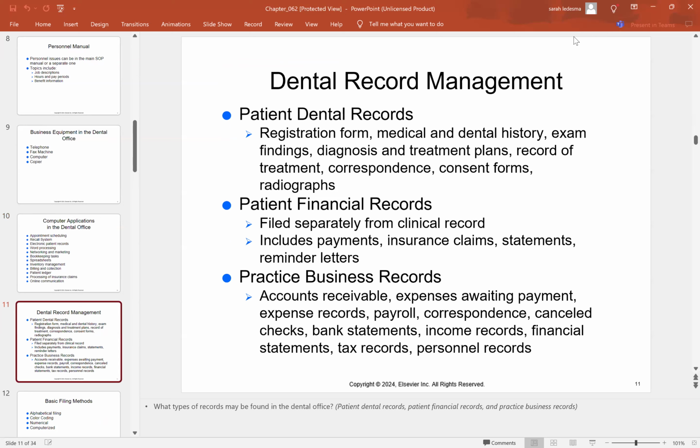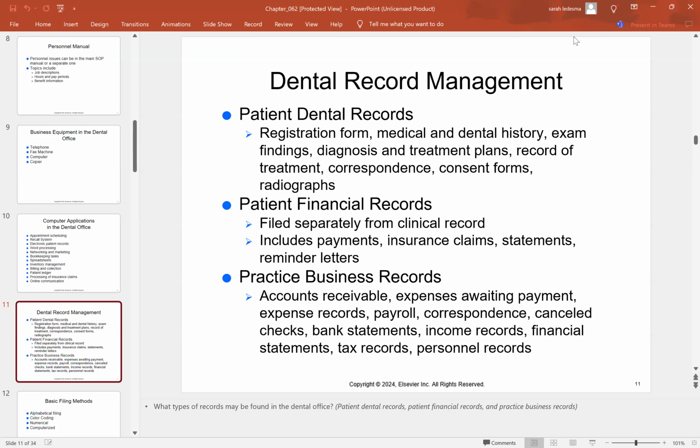Patient dental records would include registration form, medical and dental history, exam findings, diagnosis and treatment plan, record of treatment, correspondence, consent forms, and radiographs. Financial records would then include payments, insurance claims, statements, and reminder letters. These are kept separate from the clinical record.